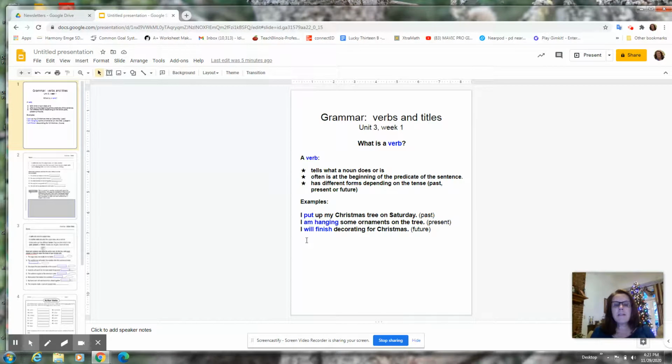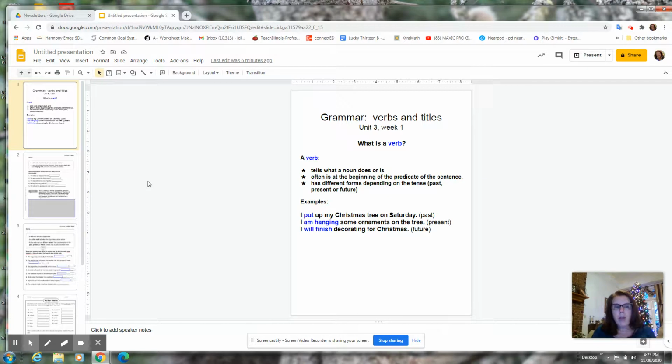And then the last example I have here, I will finish decorating for Christmas, is something that will happen in the future. So will is in front of the word finish so that you can know that that's something I'm going to do, not something I'm doing or have done. Okay, so those are your examples, and I'm going to explain to you about the work that you're going to do this week.